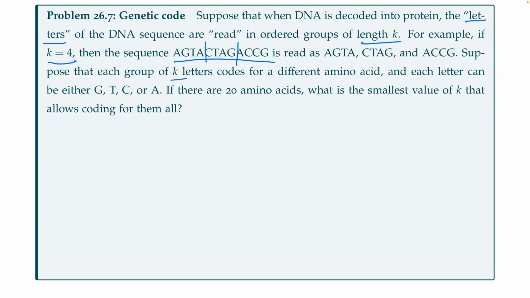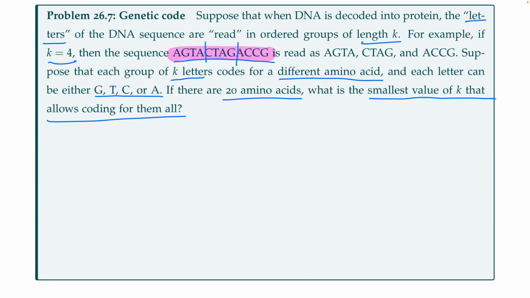And suppose that each group of K letters codes for a different amino acid. And each letter can be G, T, C, or A. If there are 20 amino acids, what is the smallest value of K that allows coding for them all? So what's this trying to say? It's saying, okay, we have a sequence like this one that we're given in the question, a sequence of letters. When this is read, we could read it in blocks of 1 or 2 or 3 or 4, and these are non-overlapping blocks. We need to be able to code for 20 amino acids.